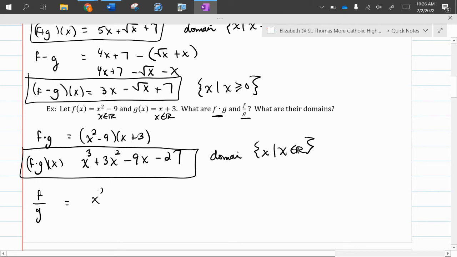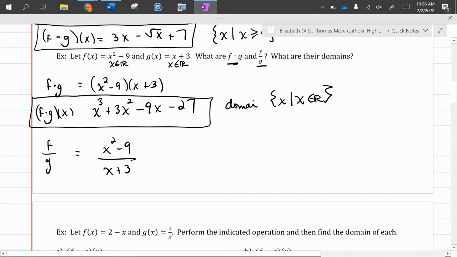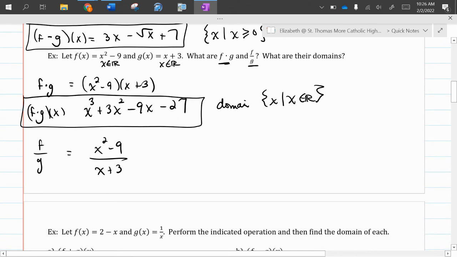That would be x squared minus 9 over x plus 3. So this is a function that can be simplified, but we don't want to have to worry about simplifying it. So we're just going to talk about the domain here. We're going to say this is f divided by g. We're not going to simplify. This is f divided by g. And let's talk about the domain.